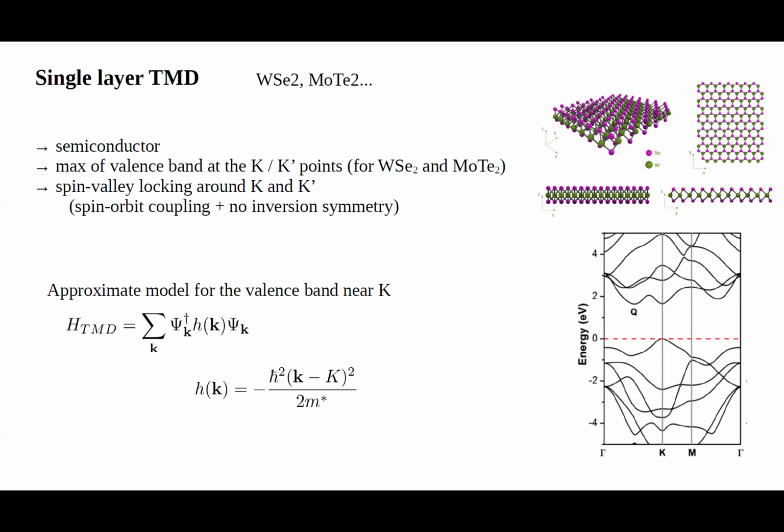This is going to be the same process as what happened for TBG. If you want to build, for example, a continuum model, what you really care about is what happens around the K point, because this is what's going to give you the flat band. So this is what we need to model. We can make an approximation for the single layer of simply a parabolic band, with an effective mass for the electrons in the band, representing what happens right here.